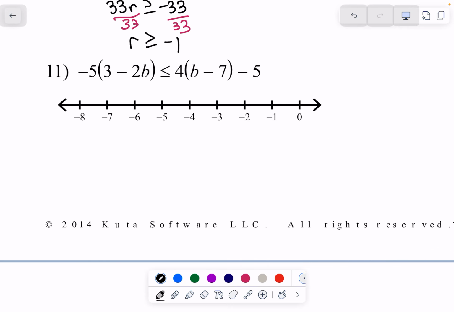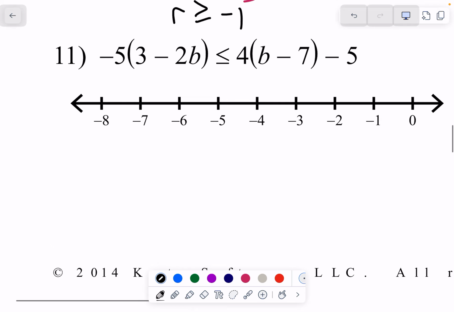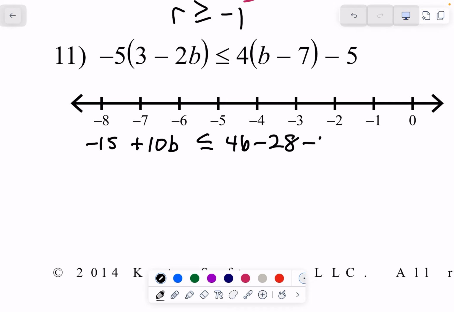Let's take a look at 11. 11 is one where we have both information on the left and information on the right that needs to be simplified before we start moving things around. Okay. So let's look at our left side for just a minute. For our left side, if we distribute in the -5, you get -15 plus 10b. Make sure that you use that negative in both distributions. On the right side, if we distribute the 4, we get 4b minus 28.